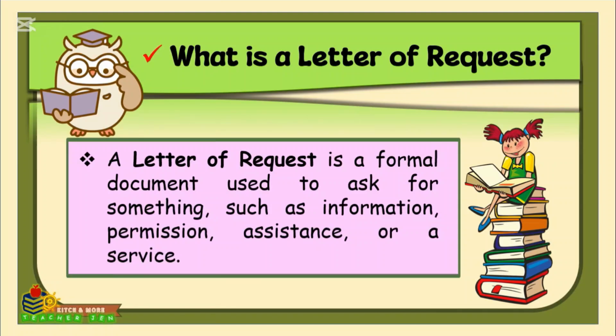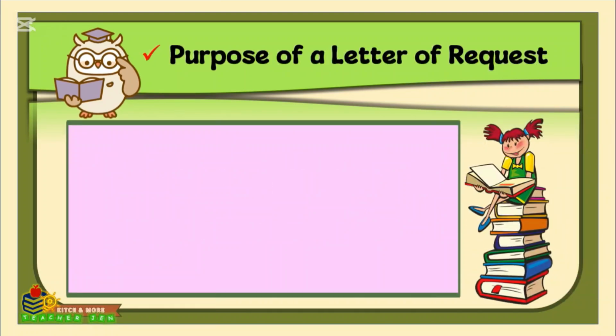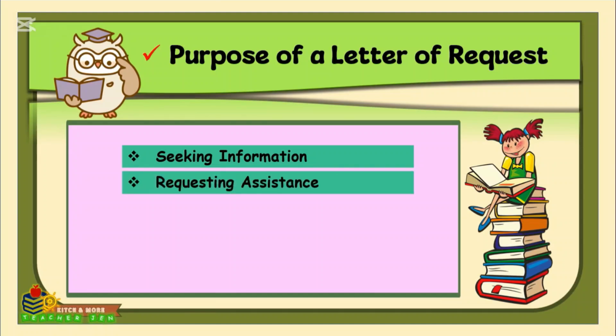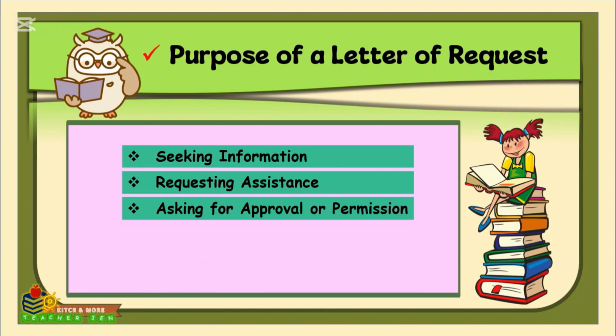So what are the purposes of a letter of request? First is seeking information. It is used to ask for details, clarifications, or documents, for example, when you are requesting a product catalog. Second, requesting assistance. It is sent when seeking help or resources, for example, asking for volunteers at an event. Third, asking for approval or permission. It is used to get authorization for an activity, like requesting a venue for use.